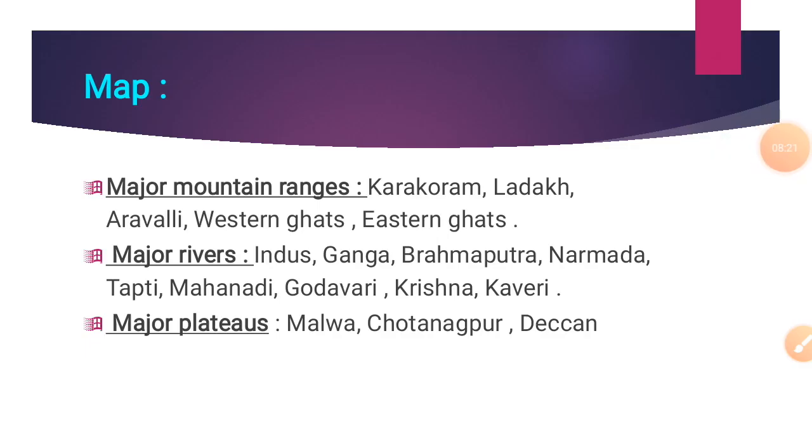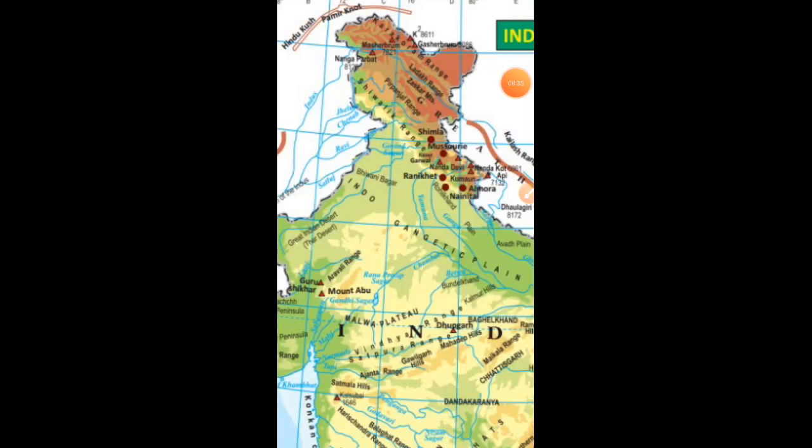Next we will see the important places in the map. The first are the mountain ranges, that is Karakoram range, Ladakh range, Aravalli range, Western Ghats and Eastern Ghats. Students, note down these are the important places which will be asked repeatedly. The first one is Karakoram range. So here you have to mark Karakoram range. The next is Ladakh range. Next to Karakoram range it is Ladakh range.